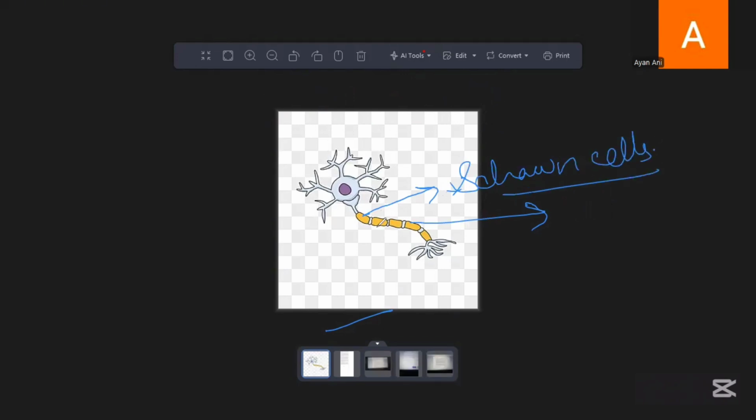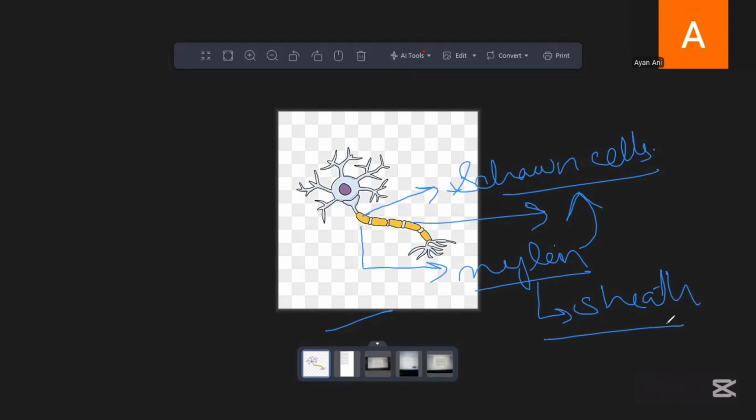The Schwann cells basically wrap around the axon fiber, and they are further coated with a layer of myelin. Since myelin, the substance, is covering the Schwann cells, we call it the myelin sheath, as a sheath is a protective covering, and it is indeed covering the Schwann cells. So basically, it would be called the myelin sheath.